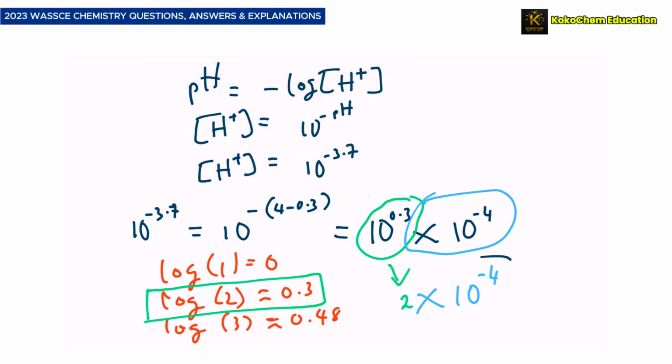So this is your answer. Like I said earlier, you can do this with a calculator, and then you get the same answer. One key hint for you to remember is that the lower the pH, the more hydrogen ions you have.